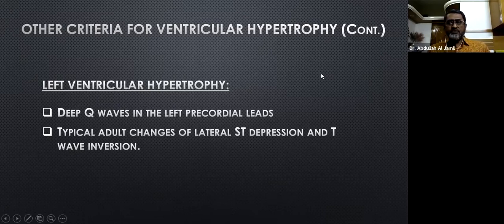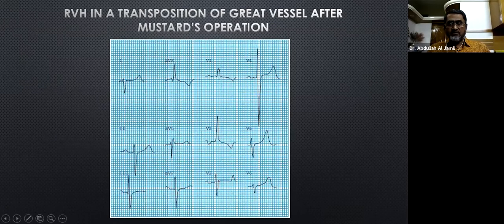RVH in a transposition of great vessels after Mustard operation. Here you can see a tall R wave in V1 and deep S wave in V6.